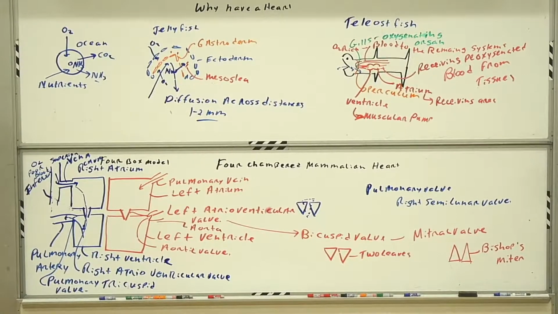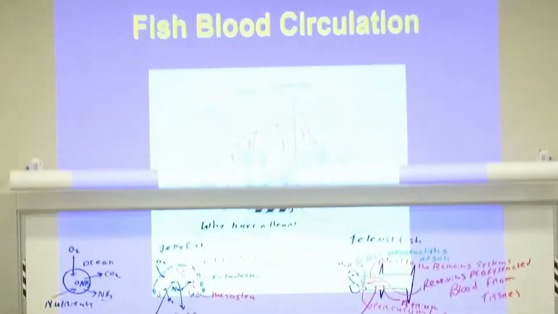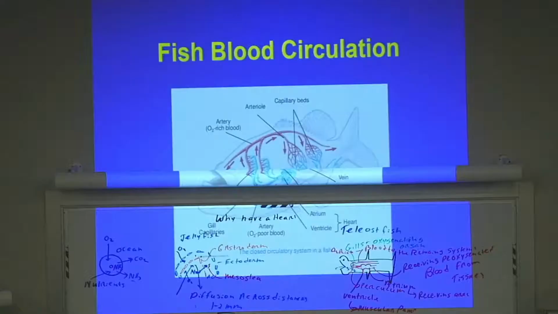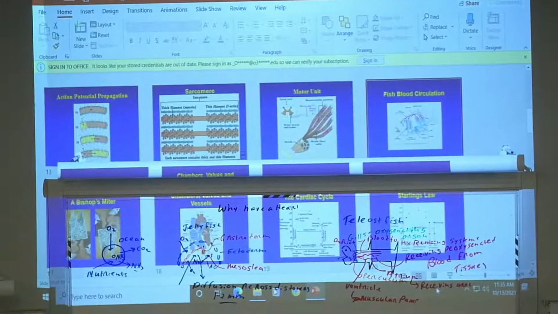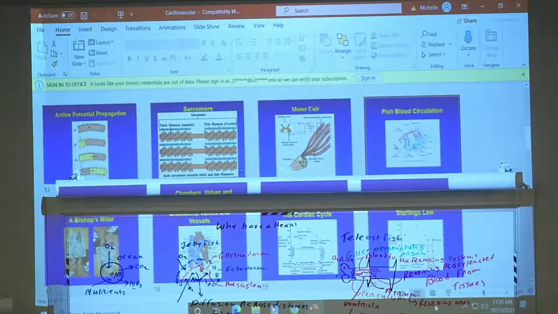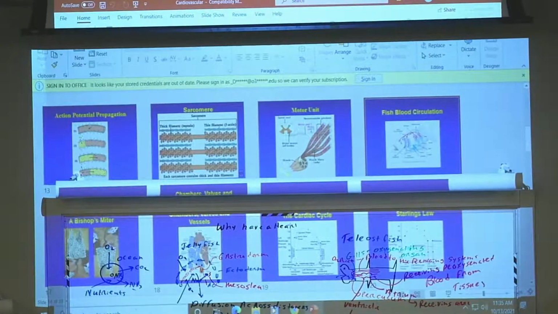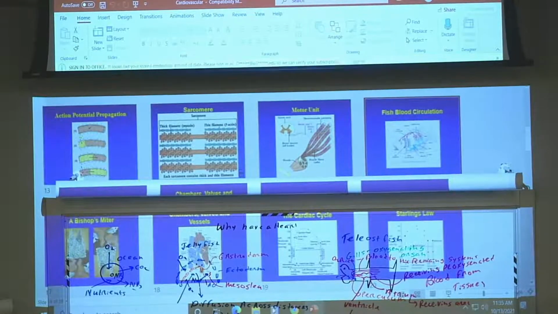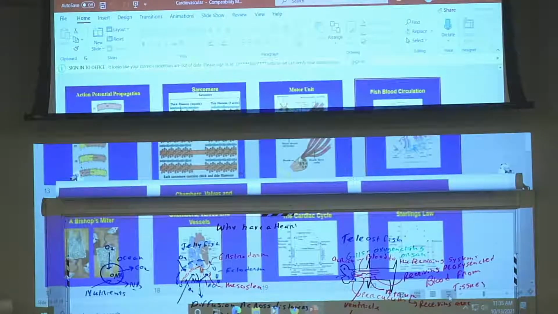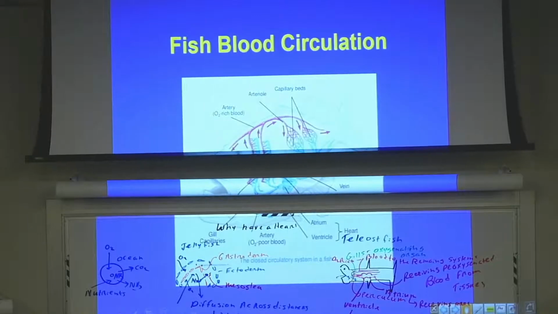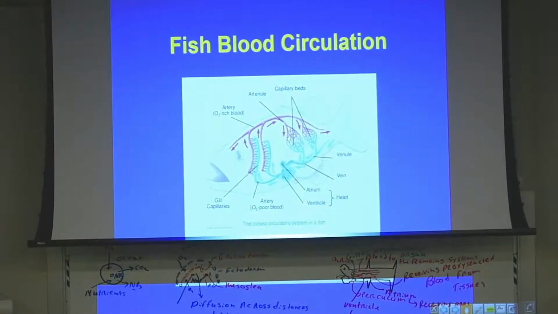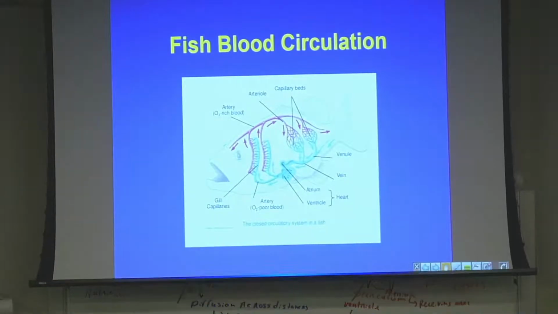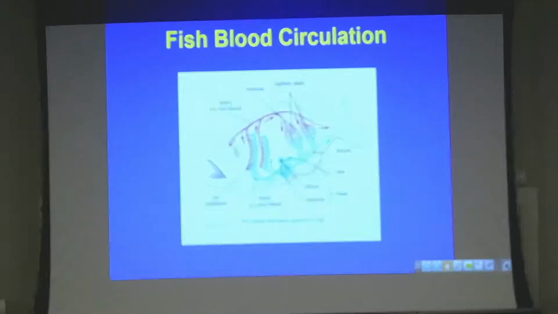The first slide is a much better picture of a fish heart than what I can draw on the board. And what we're looking at is a much nicer image than what I had on the board, but it says the same thing.